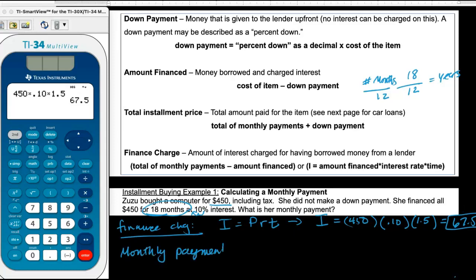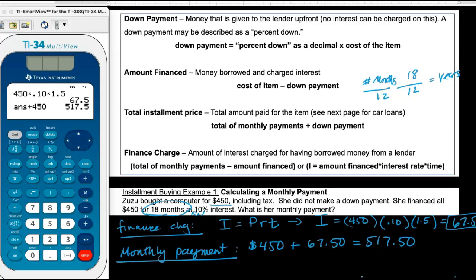Now, to find the monthly payment, all I have to do is add the cost of the item, $450, which is the amount she's borrowing. Had she made a down payment, that would be less. But since she's not, she's borrowing all $450 plus the finance charge of $67.50. Adding those together gives us $517.50. That's the total amount she needs to pay the bank back.